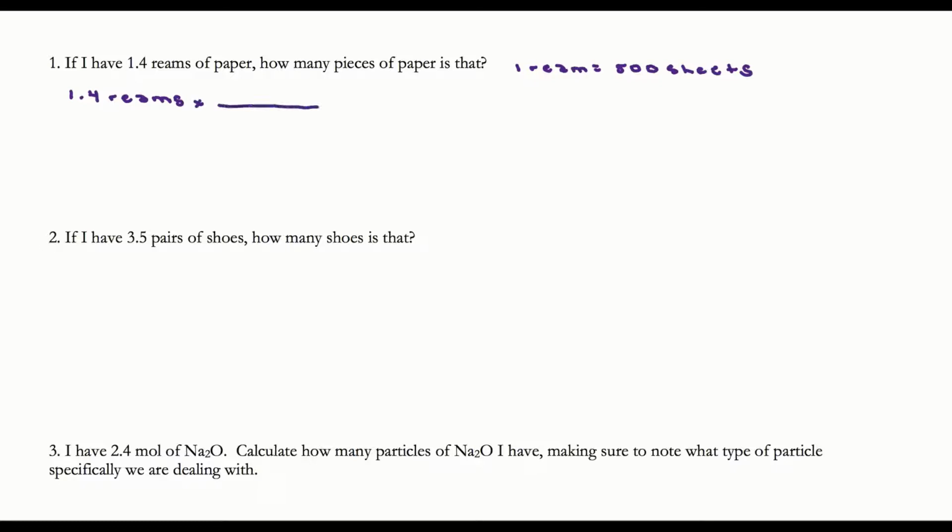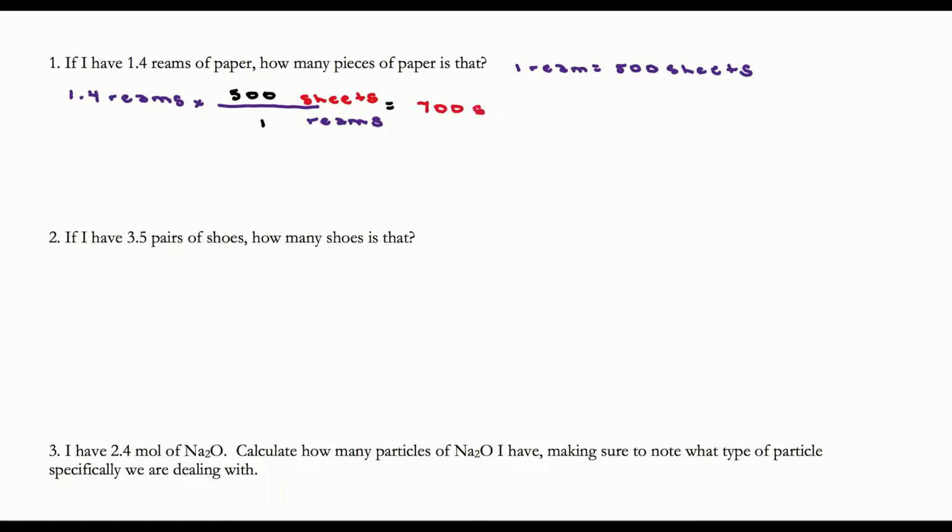So I'm going to put reams of paper on bottom, and I'm going to put sheets of paper up top. I'm going to put sheets up here. Okay, and so I know that there are 500 sheets of paper in one ream of paper. So then what I need to do to solve this problem, I'm going to take 1.4 and multiply by 500. And what I end up getting is 700 sheets of paper. And that is my answer.